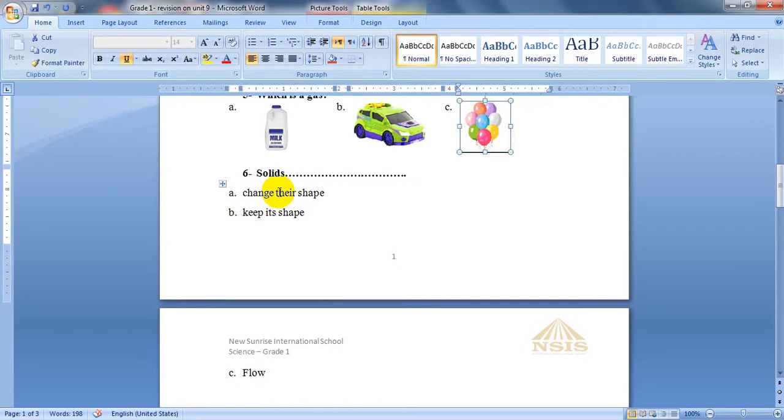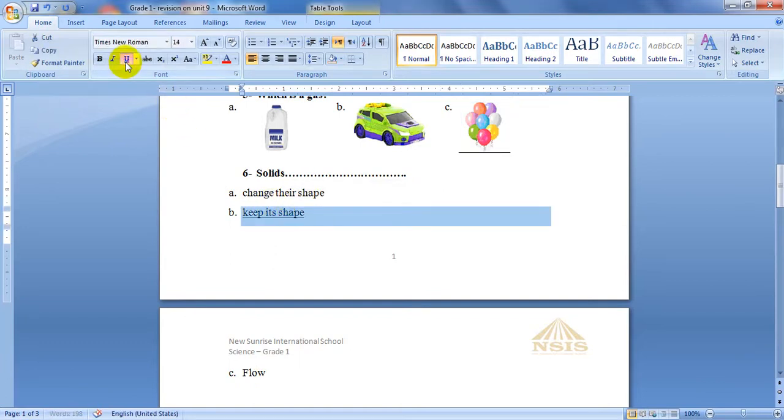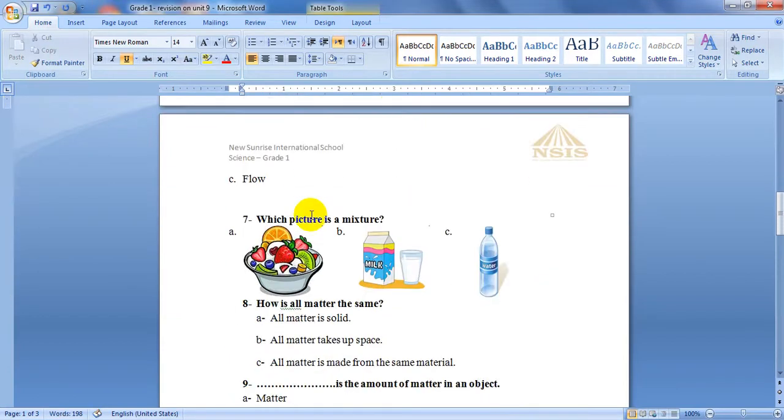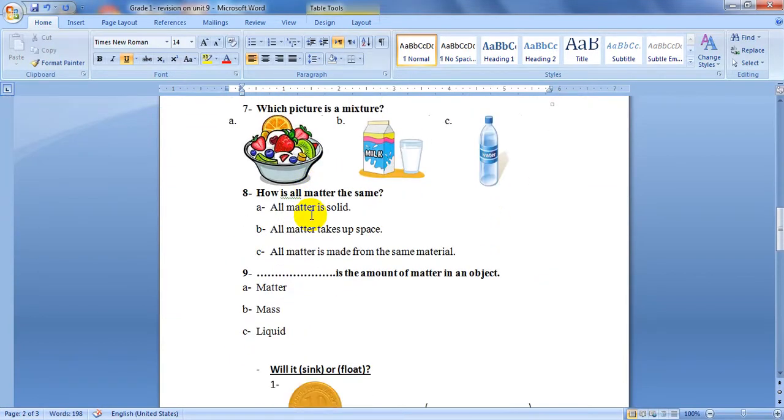Do solids flow? Can we pour them from one thing to another? Of course not. All solids keep their shape. So the answer here is letter B. Solids keep their shape.